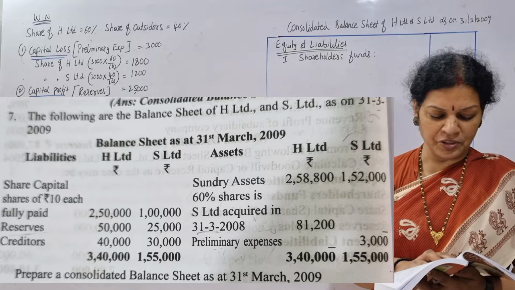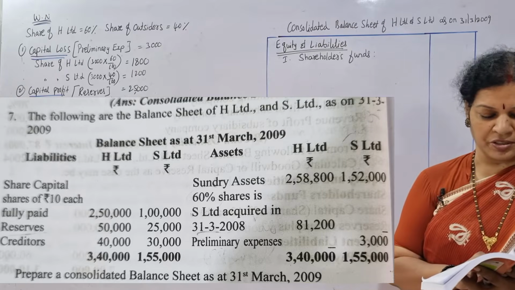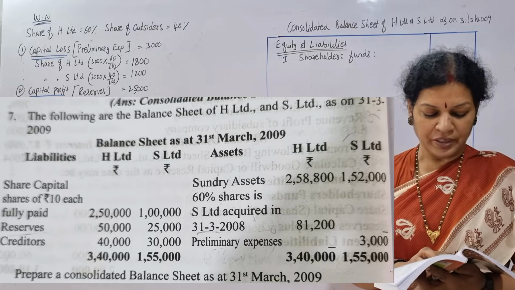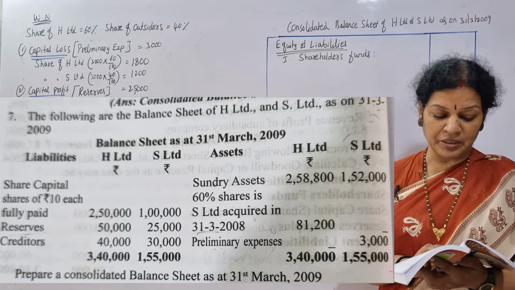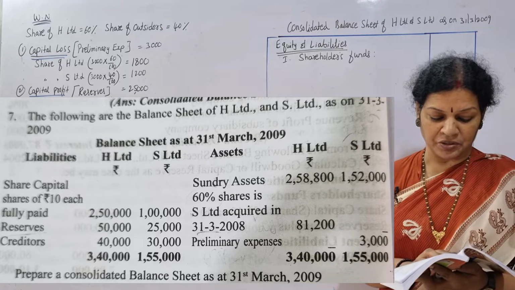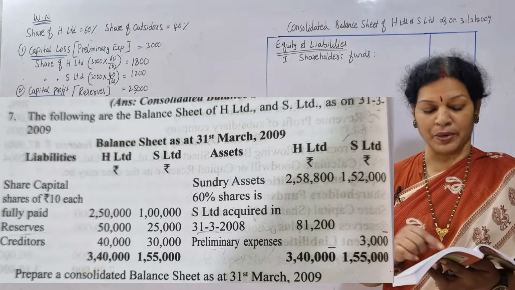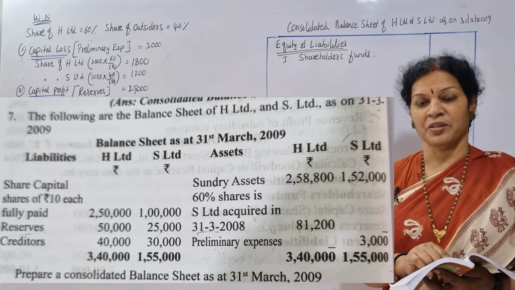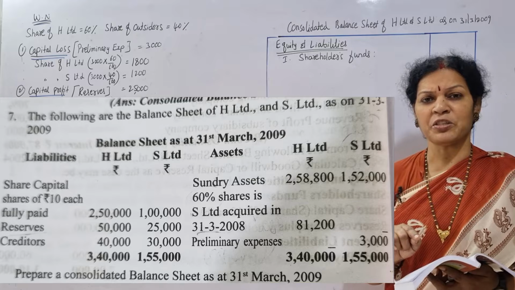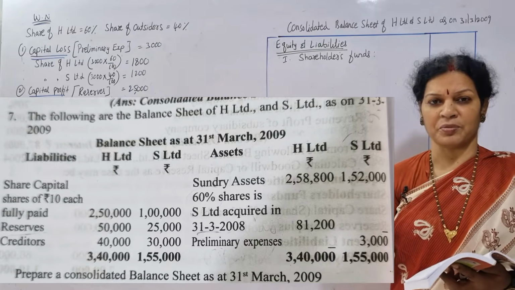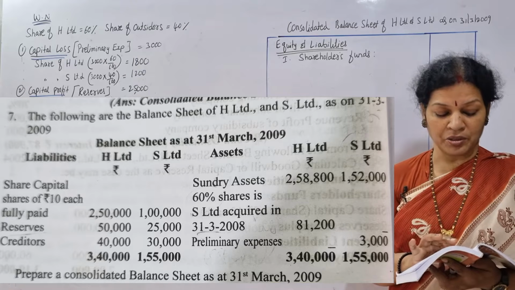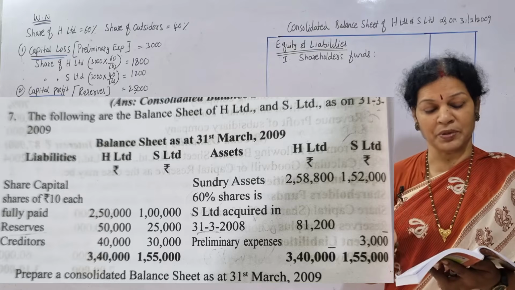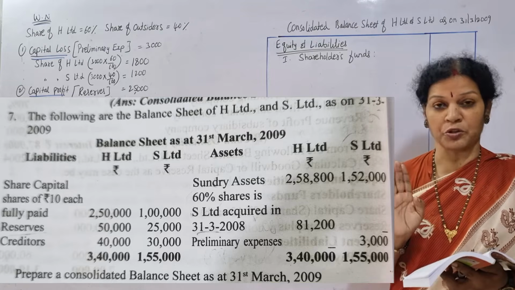Balance sheet as at 31st March 2009. Let's see first assets. Sundry assets: 2,58,800 and 1,52,000. Next, 60% shares in S Limited acquired on 31st March 2008. 60% is purchased by H Limited. What is the cost? 81,200. This is the investment by the holding company in the subsidiary company. How much have they invested? 81,200. This is 60% only they have invested, not 100%. 60% purchased for 81,200. Point to be remembered.